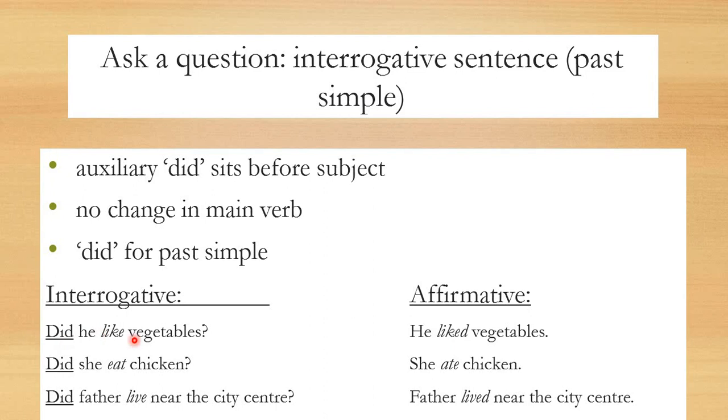See, did he like vegetables? We cannot say did he liked vegetables. That would be wrong. Did she eat chicken is correct. We cannot say did she ate chicken. That would be wrong. Did father live near a city center? We cannot say did father lived near a city center. That would be wrong, because all the necessary changes have been made in the auxiliary verb.